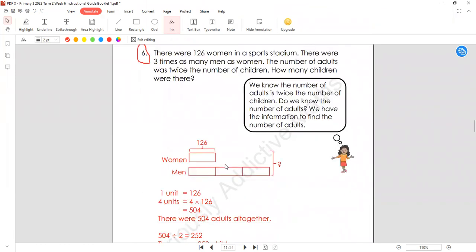I think this should be quite easy, but students sometimes may not understand that adults refer to men and women put together. I think that will be the main obstacle, but otherwise it's quite easy for them.